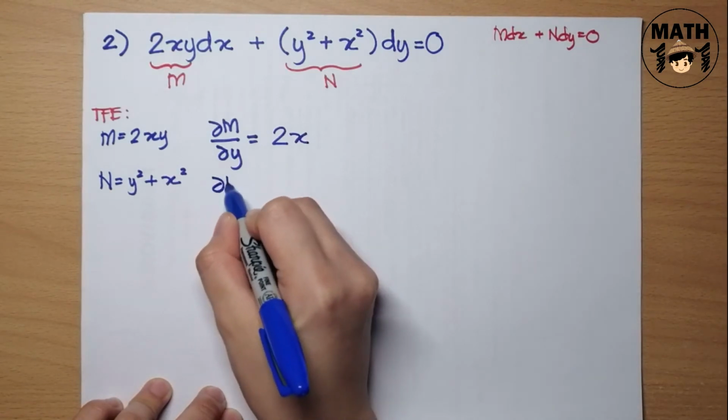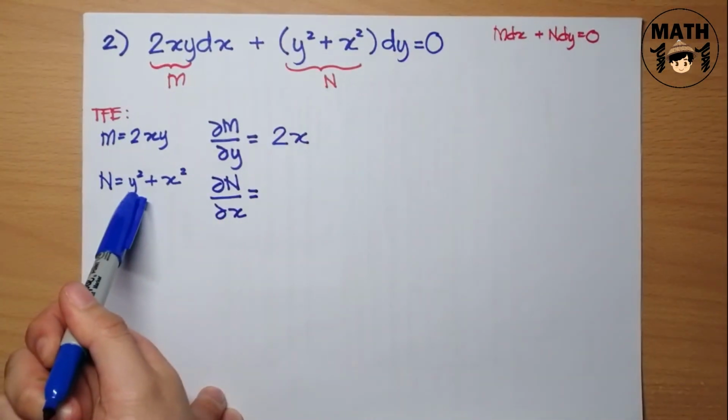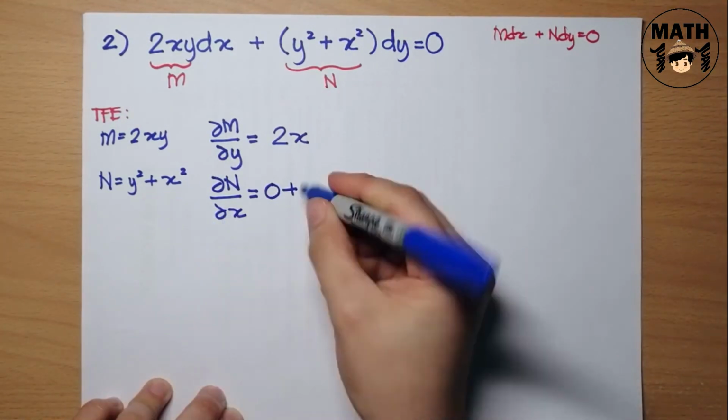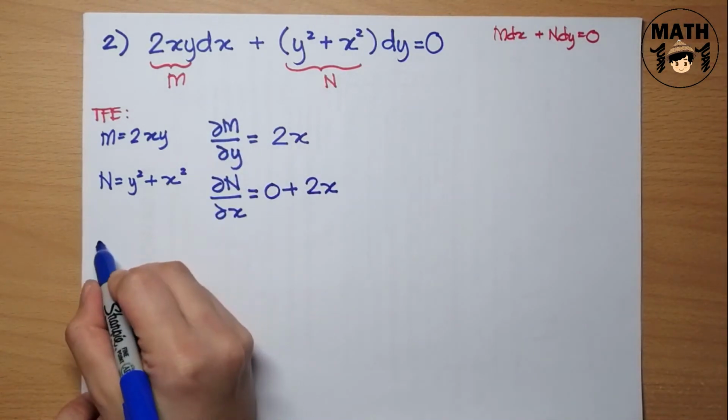And yung partial derivative ni n with respect kay x is equal to derivative ng y squared with respect kay x, 0, plus derivative ng x squared with respect kay x, 2x. So, dahil equal sila, anong ibig sabihin nun?